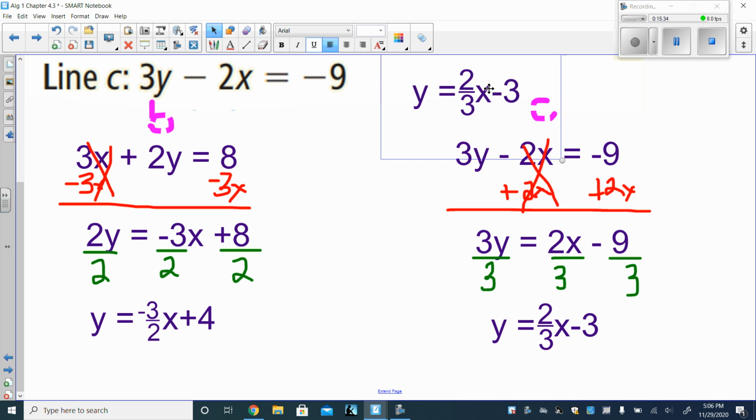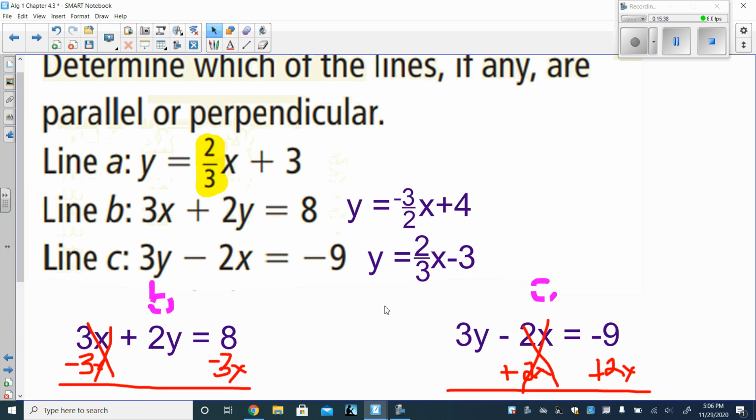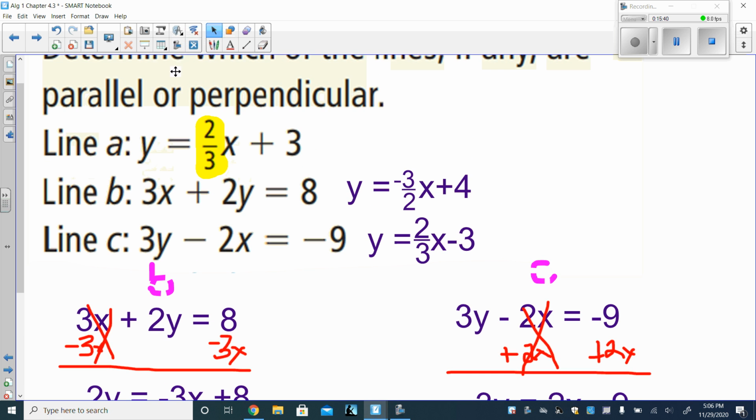A copy of it right here. So now we have all three equations in slope-intercept form. So we're not worried about these here because if you remember, these here are standard form. We want them in slope-intercept form, because in slope-intercept form, we can easily look at the slopes of all three of these lines.